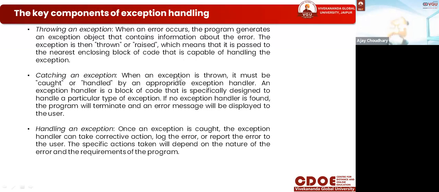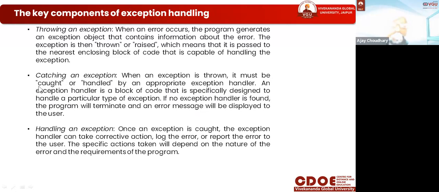Catching an exception: when an exception is thrown, it must be caught or handled, which means we know this is an error, this is an exception, and we know how to handle it. There is a throw section in our code and a catch section in our block. It is caught and handled by the appropriate exception handler. An exception handler is a block of code specifically designed to handle a particular type of exception. If no exception handler is found, the program will terminate and an error message will be displayed to the user.